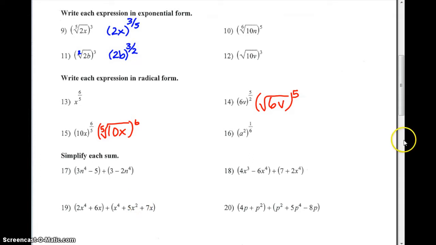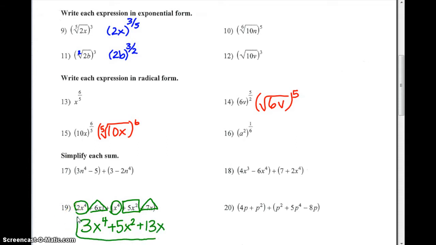Alright, now when we add polynomials, we need to add like terms. So let's take a look at number 19. I have a 2x to the 4th and an x to the 4th. I'm going to add those, and I'm going to get 3x to the 4th. Now I also see that I have a 5x squared. There's no other x squared term here, so I simply write 5x squared all by its lonesome on the bottom. Alright, and then I see I have a 6x and a 7x. So when I add those, I get a 13x. And that is how you would add these two polynomials.